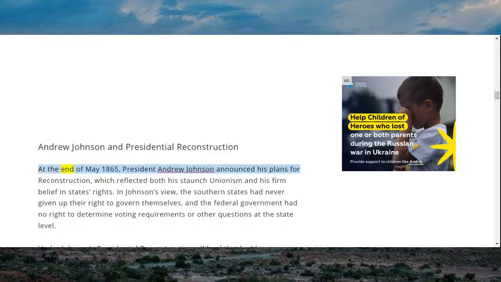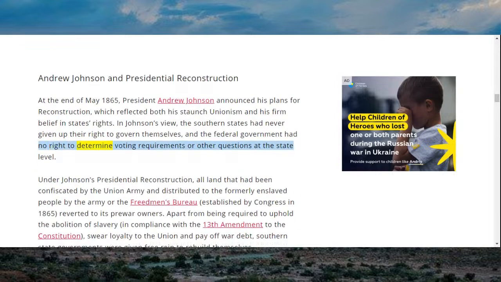At the end of May 1865, President Andrew Johnson announced his plans for Reconstruction, which reflected both his staunch unionism and his firm belief in states' rights. In Johnson's view, the Southern states had never given up their right to govern themselves, and the federal government had no right to determine voting requirements or other questions at the state level.